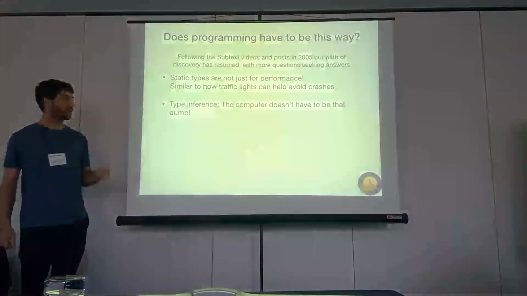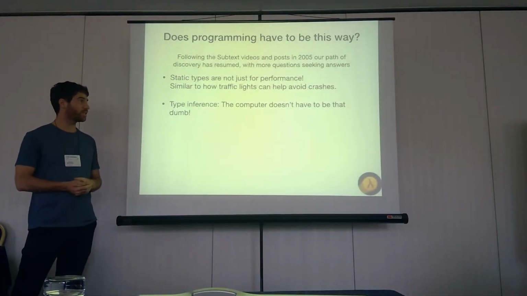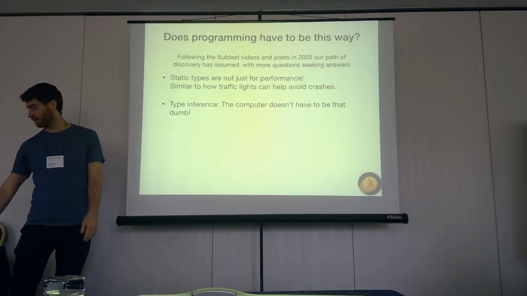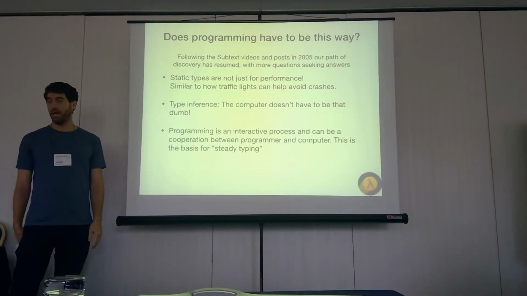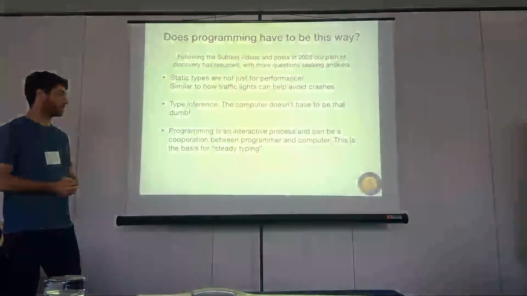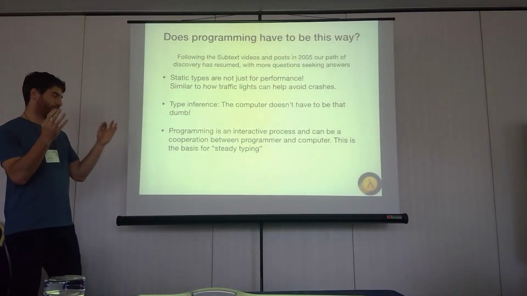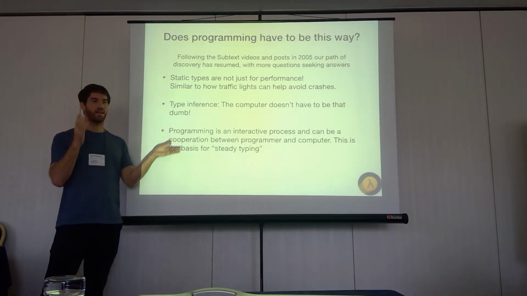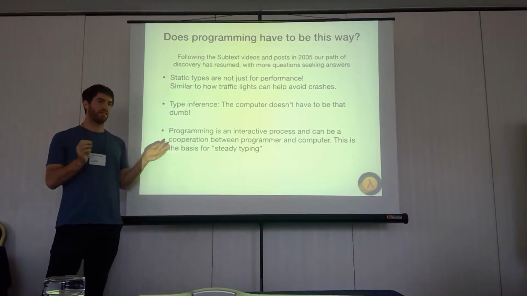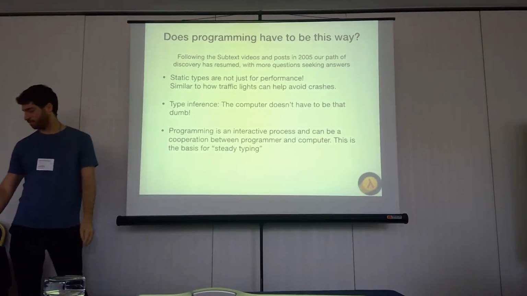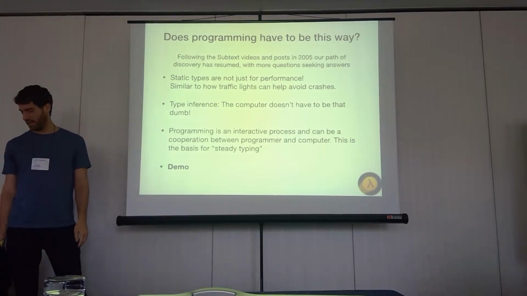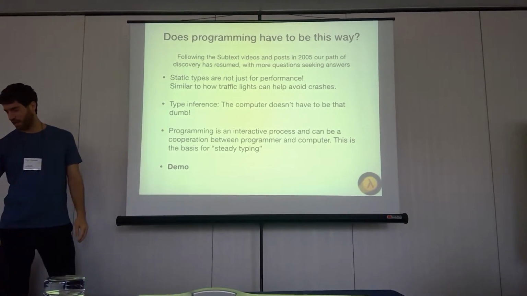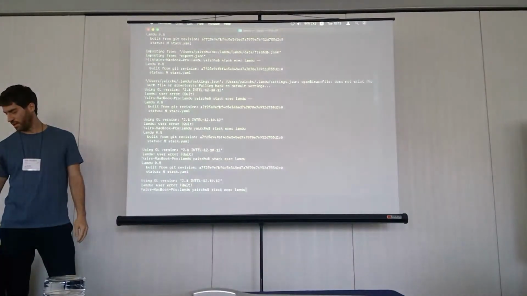Also, the concept of type inference available in languages like Haskell. The computer doesn't have to be that dumb that I have to tell it all the types of everything like in C++ or Java. And the key point is that programming is an interactive process. It doesn't have to be that I write a big text file, give it to the compiler, and it tells me whether it can figure out what I mean or not. It's an interactive process, and the editor can help us more there. Before we go on to discussing the pros and cons of static typing, I want to show you a small demo.